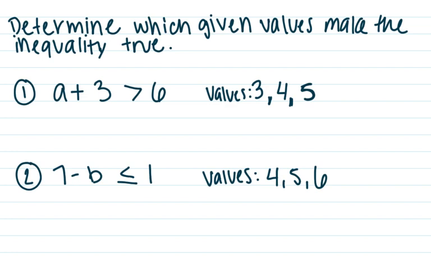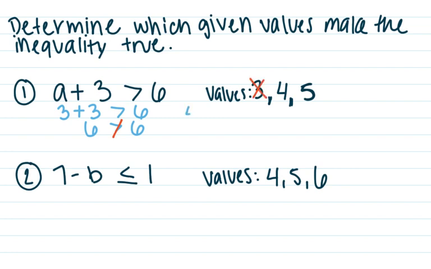So what we're going to do is take each one of these numbers and plug it in and see what happens. Okay? What is 3 plus 3? Well, 3 plus 3 is 6. Is 6 greater than 6? No, you cannot be greater than what you are. 6 cannot be bigger than 6 because all there is is 6. Okay, so 3 is not going to work.